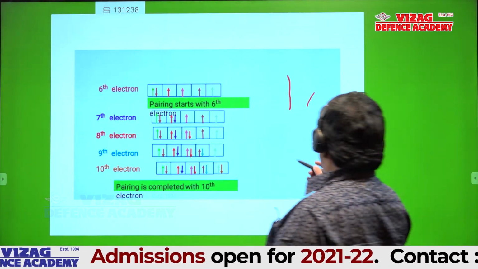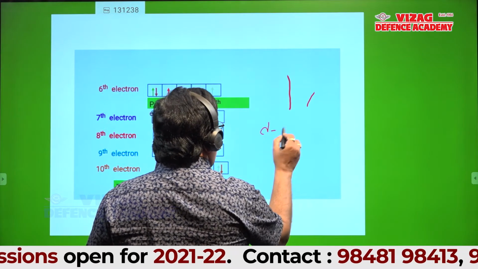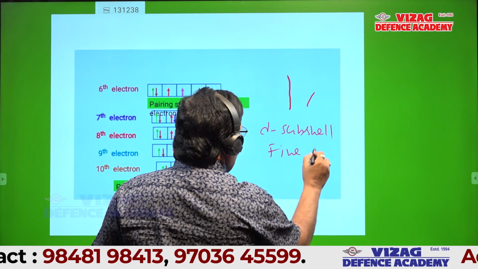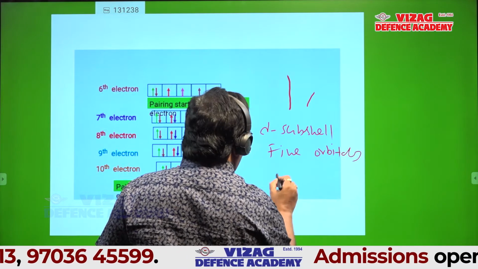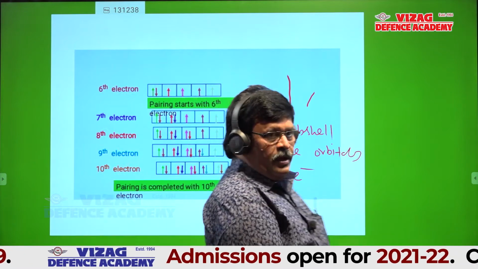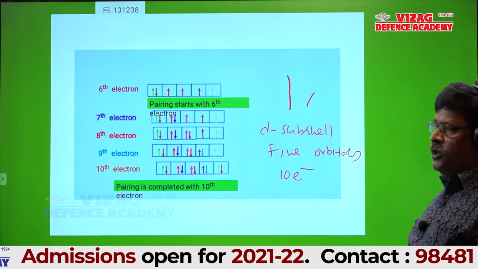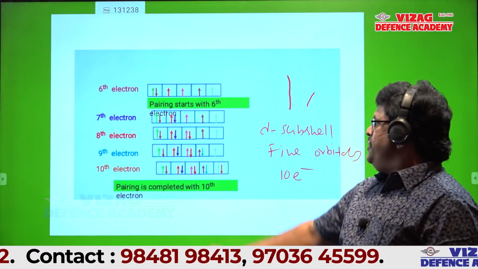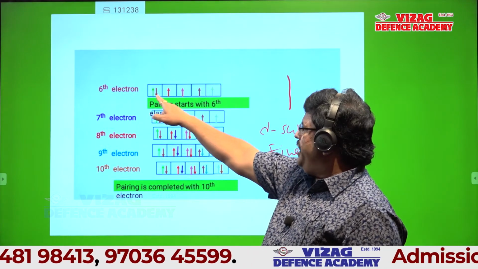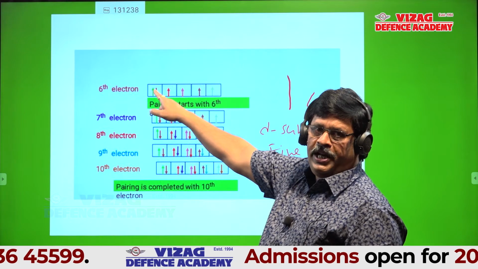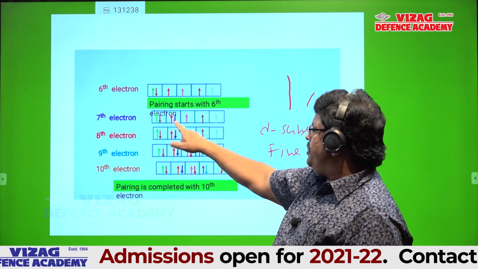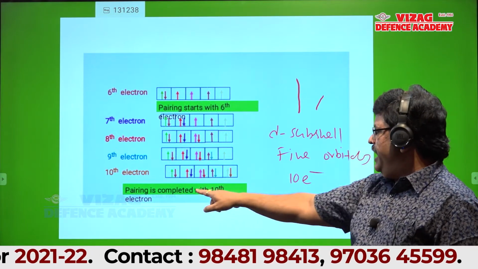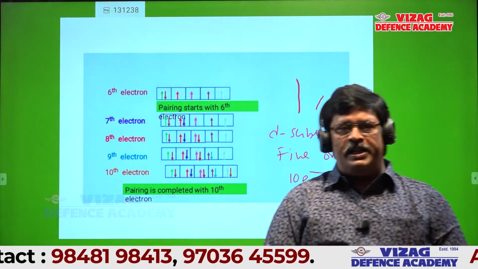Students, because the d subshell accommodates 5 orbitals and 10 electrons. So from which electron does pairing take place in the subshell? It should be from the sixth electron. So the sixth electron enters into one of the d orbitals, the 7th electron into the next d orbital, the 8th electron into the next d orbital, 9, 10, then all d orbitals in the d subshell are completely filled.